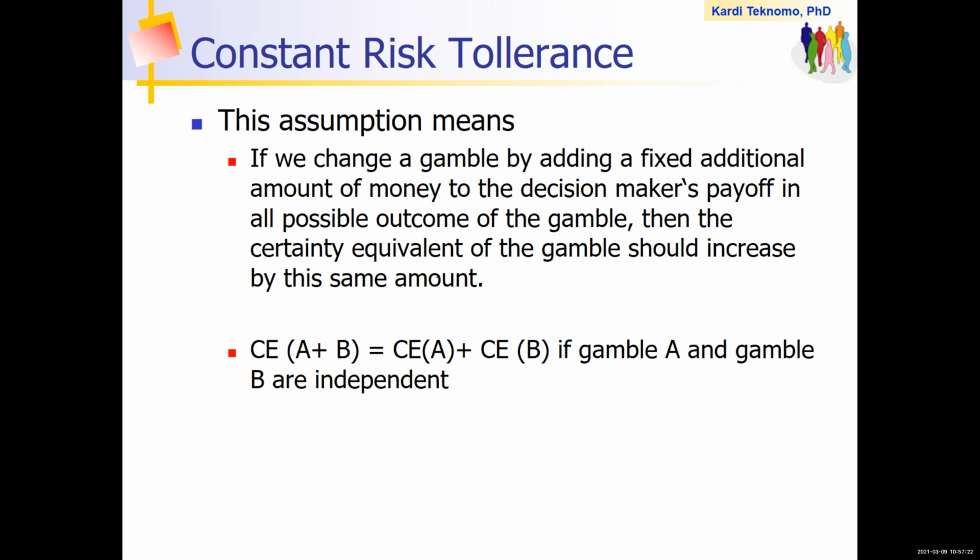So there is a correlation here that you assume. Okay. Now, in that case, the meaning is if you have CE of A plus B, gamble A and gamble B, okay, that is equal to CEA plus CEB. Okay. If gamble A and gamble B are independent. If they are not independent, so this formula is not correct. Do you get it? So you have certain assumption when you make certain rule.